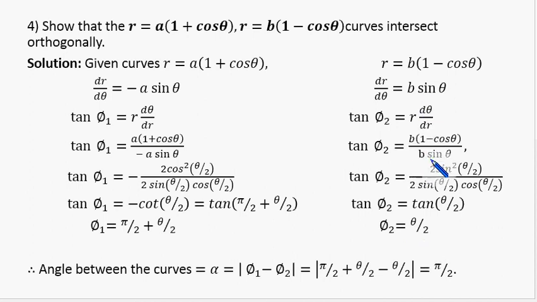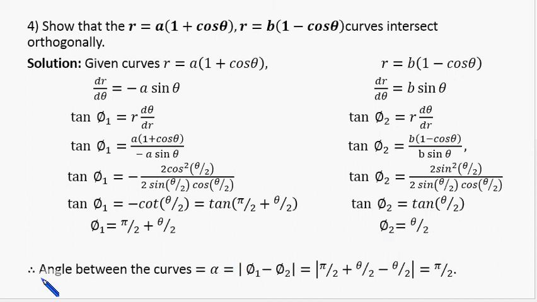Here also we use the half angle formula. The b gets cancelled, 1 minus cos theta can be written as 2 sin square theta by 2, and sin theta can be written as 2 into sin theta by 2 into cos theta by 2. The 2 and sin theta by 2 cancel, giving sin theta by 2 divided by cos theta by 2, that is tan theta by 2. Therefore phi2 is equal to theta by 2.